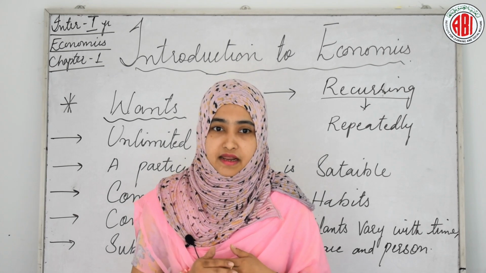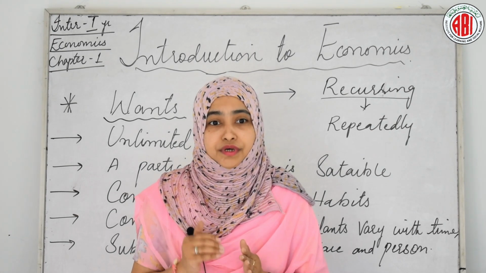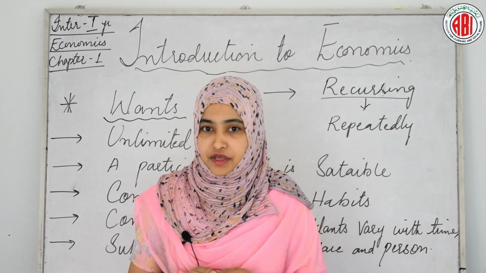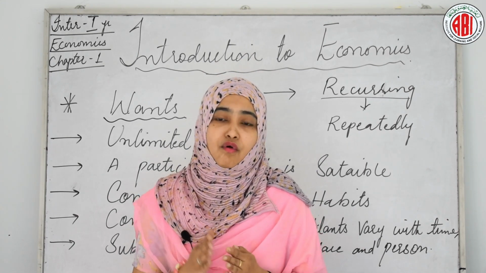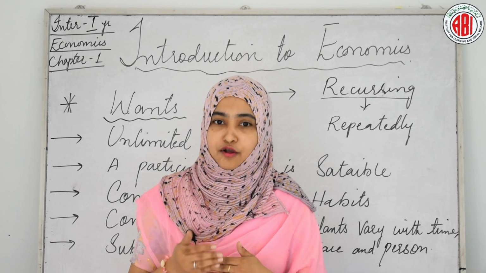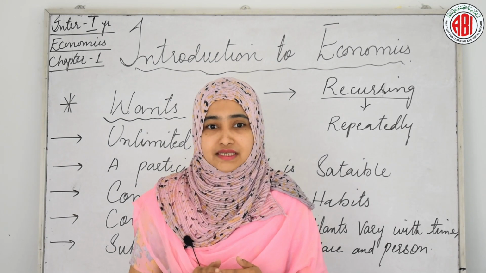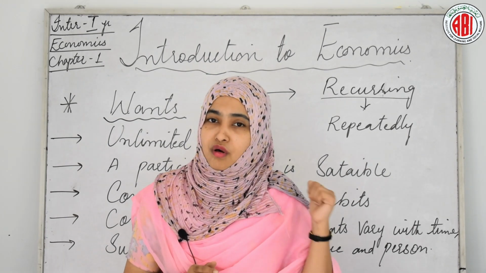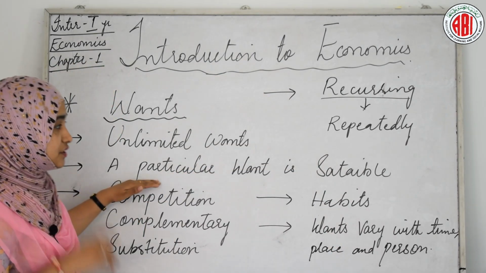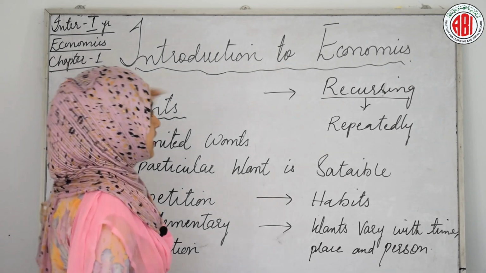Here, a desire can become a want only when the consumer has the means to purchase the thing and is also ready to spend the means. Human wants are the basis for all economic activities. We know that, and they depend on the economic and social status of individuals. The nature of human wants can be understood by these characteristics: they are unlimited, a particular want is satiable, competition, complementary, substitution and recurring.